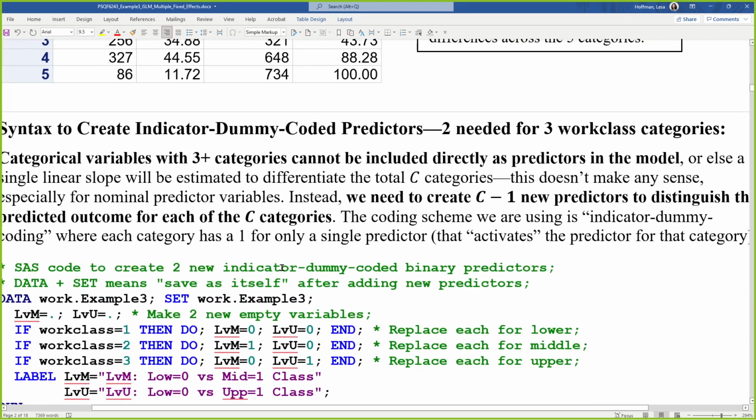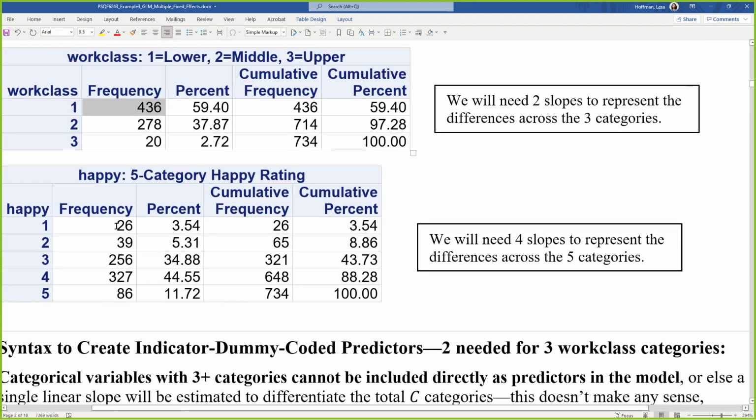Okay. Next step. I cannot take this working class variable and put it in the model as is. If I try to put working class into the model as is, what I will get back is a single linear slope that gives me the expected difference in my outcome variable between 1 and 2 and assumes the same difference between 2 and 3.